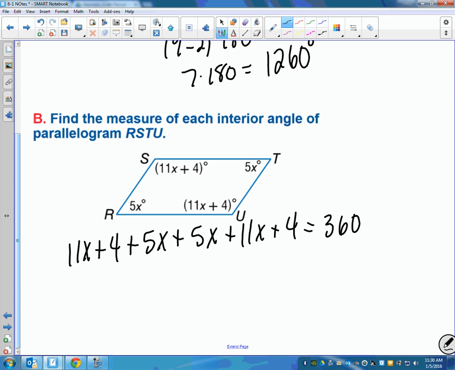Or Audrey says she just combined the like terms in her head. 5 and 5 is 10x. 11 and 11 is 22 plus 10, 32x. And 4 plus 4 is 8, which is a much nicer equation to use.